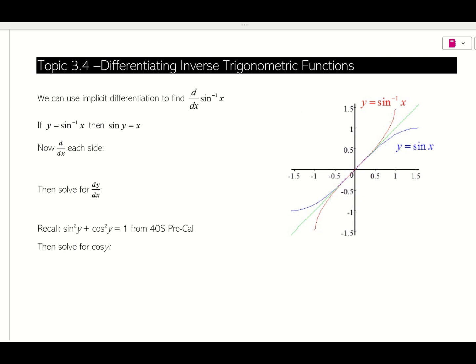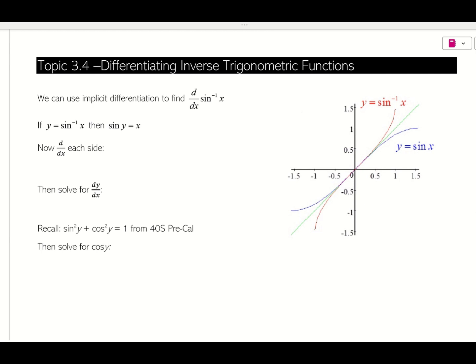Okay, today we're doing topic 3.4, differentiating inverse trig functions. Before we begin, these are some of the things that you have to memorize, and you would write these derivatives in your calculus Bible. Okay, so we can use implicit differentiation to solve the derivative of the inverse sine.